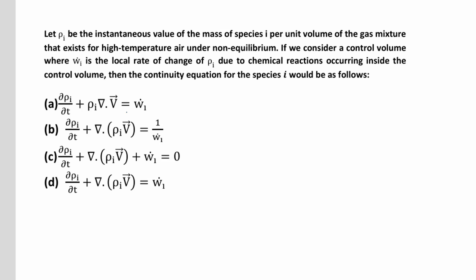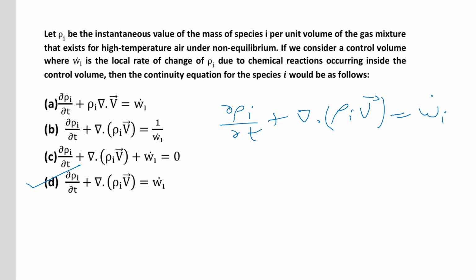So the correct equation is option D, which says dou rho i upon dou t plus del dot rho i v vector equal to wi dot. Now we'll see the next problem.